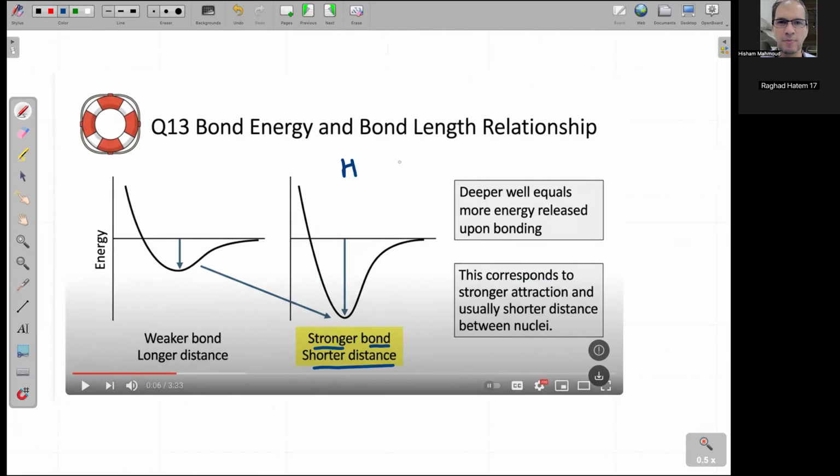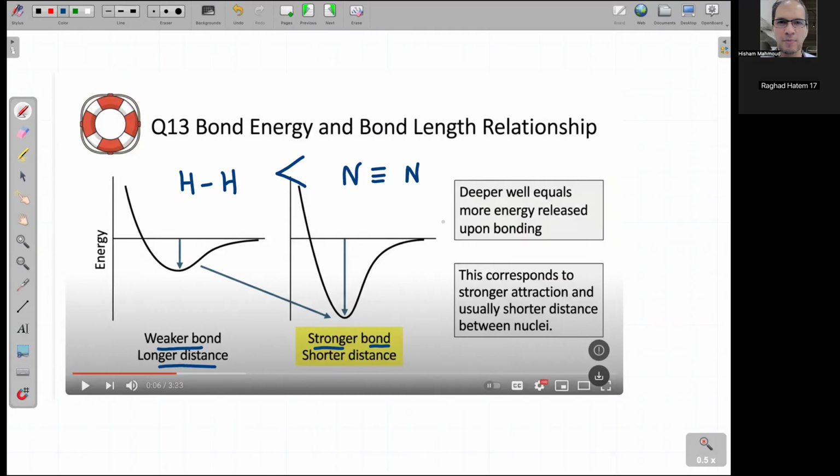Like, for example, between nitrogen and nitrogen. This is a triple bond, right? A triple bond is a very strong bond, so it is a shorter bond. If I compare it to the hydrogen bond, which is single, that's why it's a little bit weaker with a longer distance. If I compare it to hydrogen, you find that the nitrogen is stronger. That's why it's going downwards.